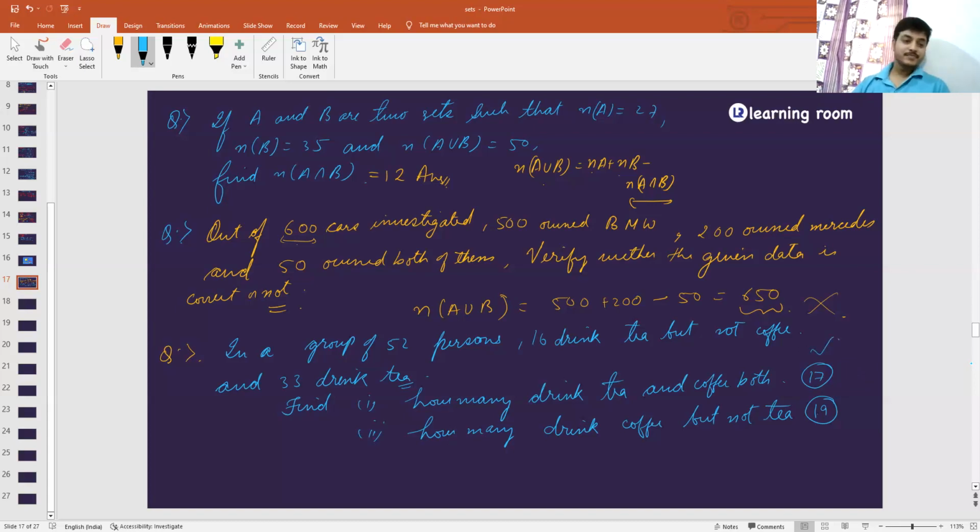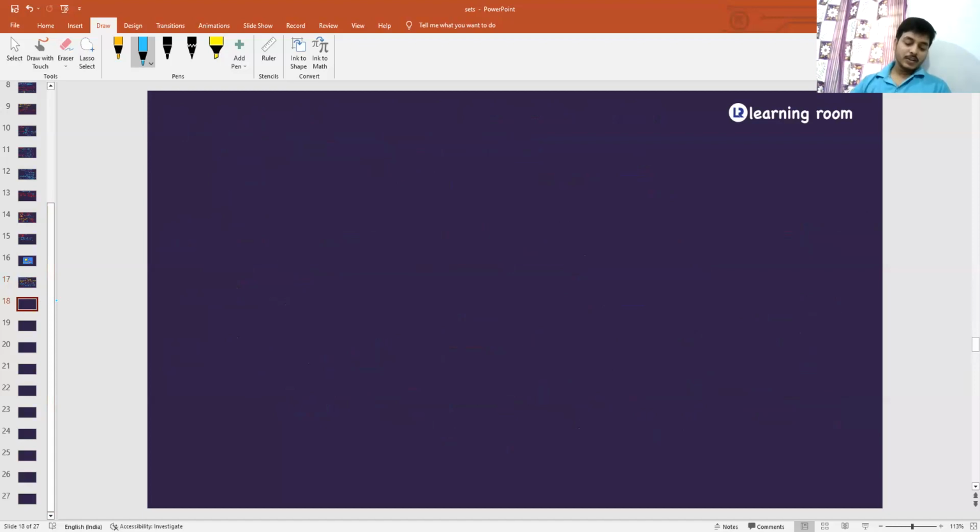See how we did it. Initially it was given that 52 persons are there, so we have a universal set of 52 persons. We can solve it like this, and we can solve it the logical operation way also. Everybody look at the board. This portion is A minus B, or in terms of tea and coffee, this is tea minus coffee, and this is coffee minus tea, right? And this is coffee intersection tea, the persons who are drinking both tea and coffee.